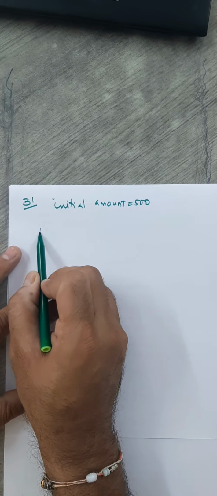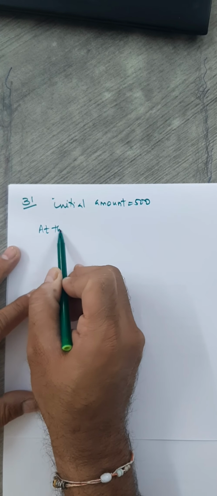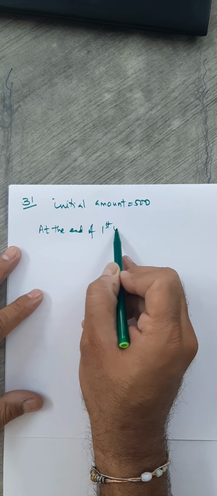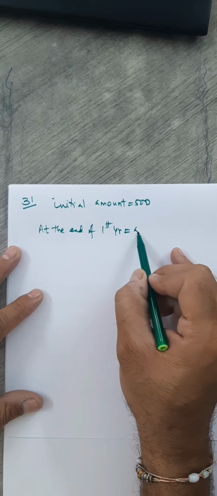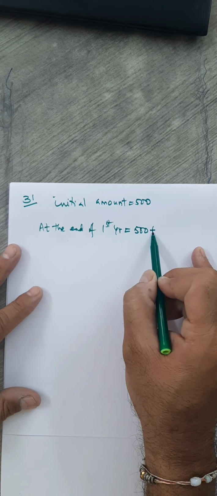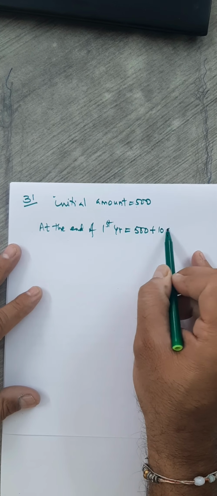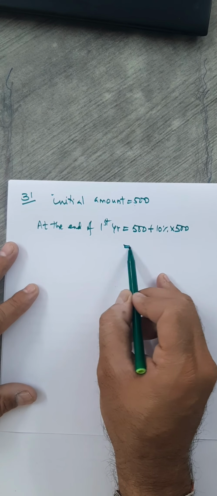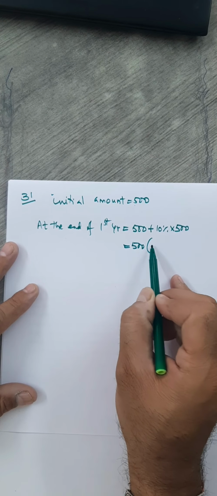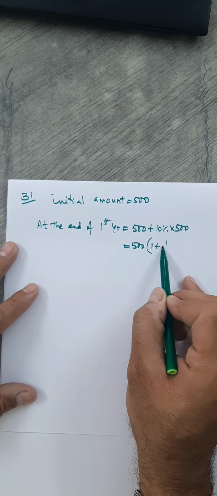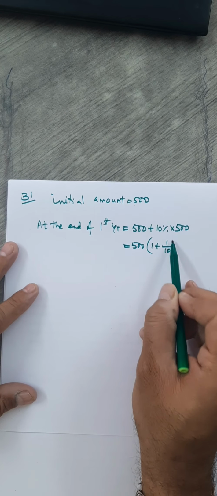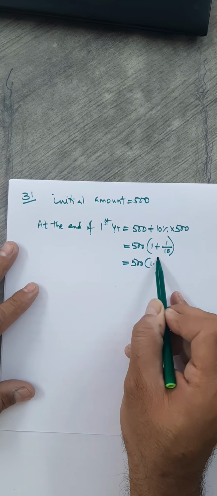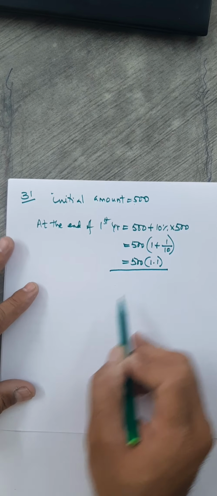Now at the end of first year, it will be 500 plus 10% of 500. You can just take 500 common here. So 1 plus 10% means 10 by 100, which is 1 by 10. So 500 into 1.1. This is 0.1. This is at the end of first year.